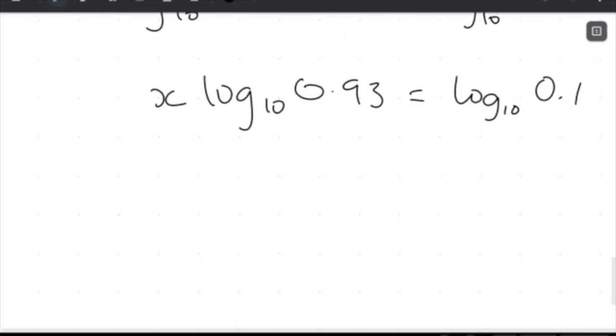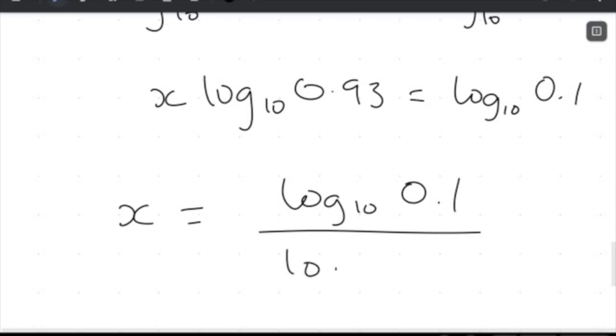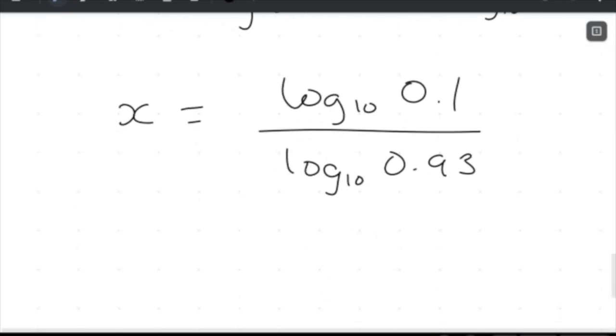And now we can just divide both sides by log to the base 10 of 0.93 to get us to our x over here. So we get log to the base 10 of 0.1 over log to the base 10 of 0.93. And now our calculator lets us actually do this because it has our log button programmed to the base of 10. Now that's going to give us, to 3 decimal places, 31.729.